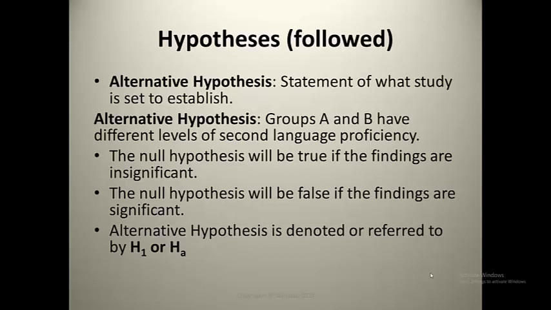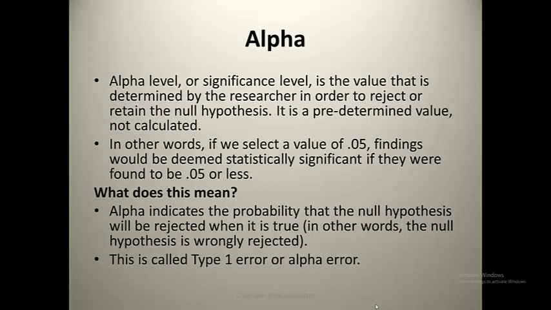Alternative hypothesis is denoted or referred to as the following, with an H with a subscript 1 or an H with a subscript A. Okay? Alpha. Alpha level or significance level is the value that is determined by the researcher in order to reject or retain the null hypothesis. It is a predetermined value. It is not calculated. So it's a predetermined value that you decide on. In other words, if we select a value of 0.05, findings would be deemed statistically significant if they were found to be 0.05 or less.